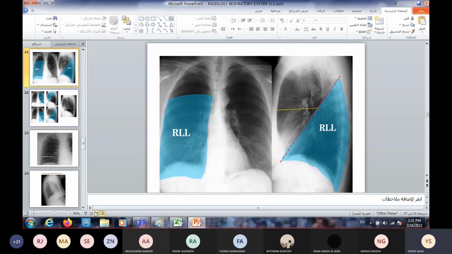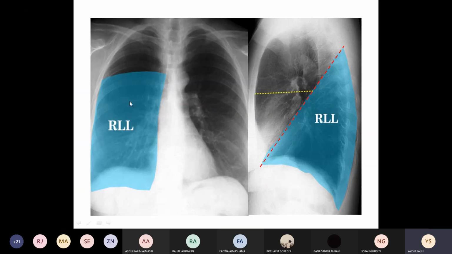That is why I told you, first you have to look to the frontal. You will know you have two films. First the frontal. From the frontal you know that the lesion is on the right side. For example, we have a tumor here. Always on the chest X-ray, this is the right side and this is the left. From the frontal view you know this is the lesion on the right side.